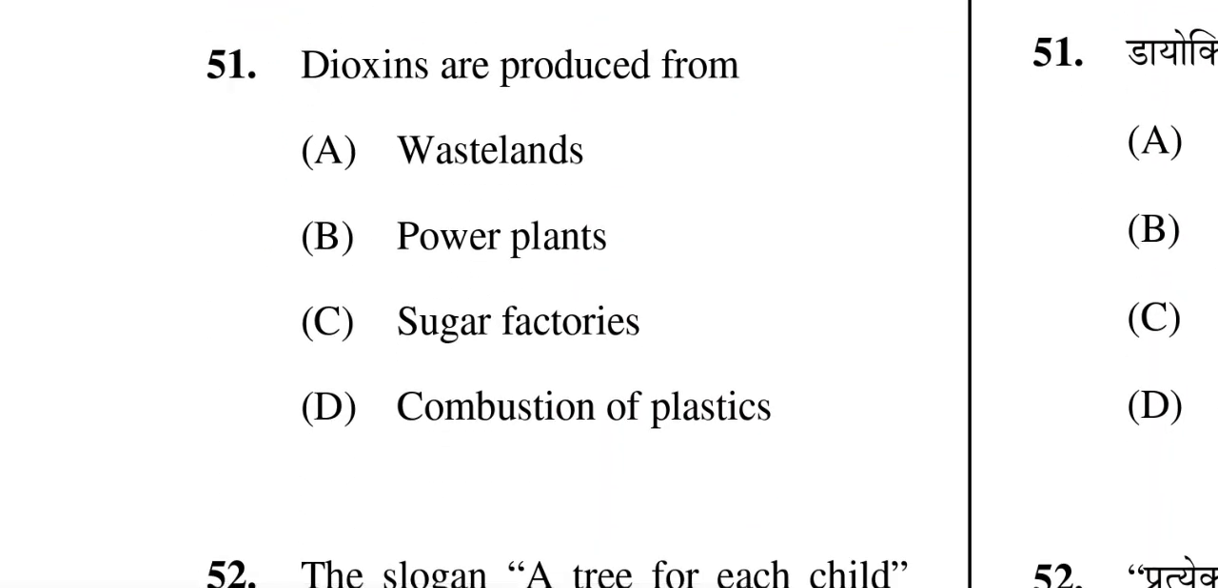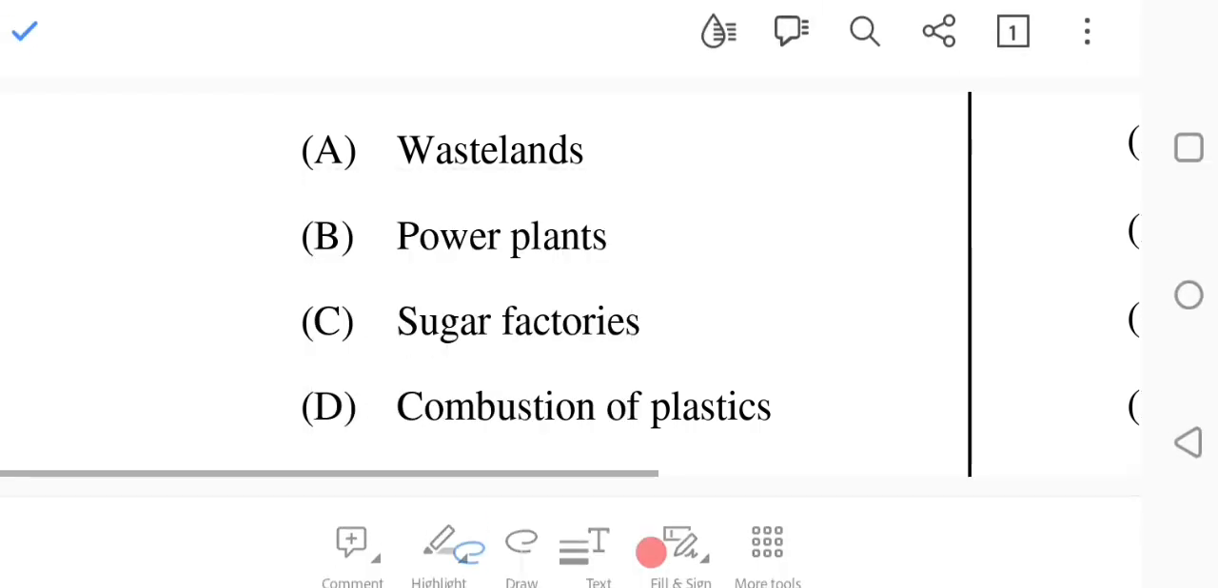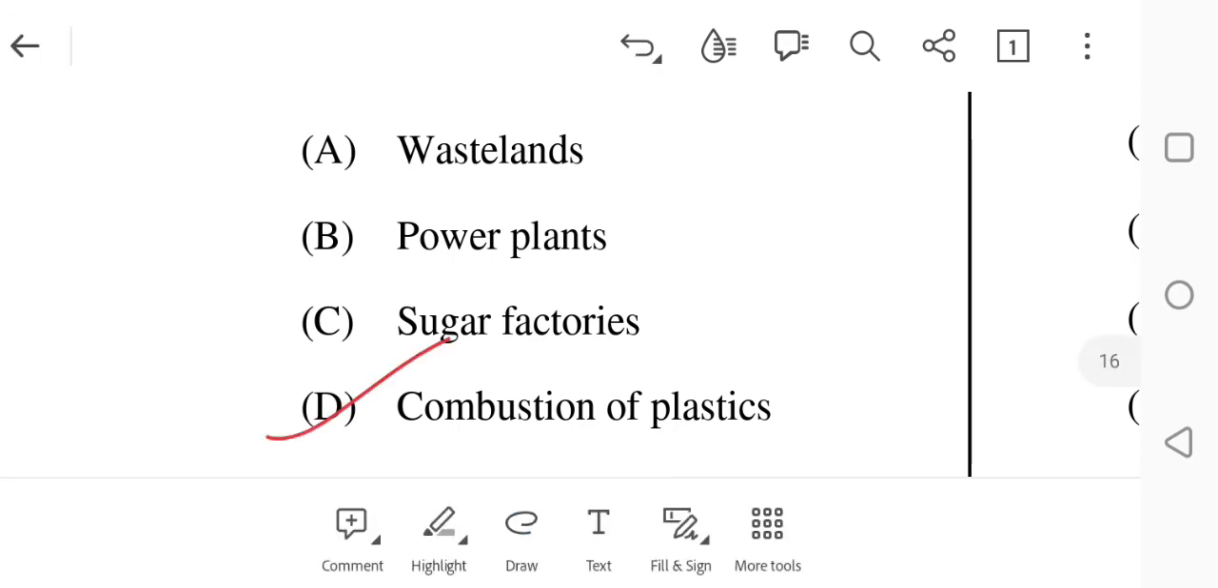51. Dioxins, sorry for the pronunciation, dioxins are produced from what? Wastelands, power plants, sugar factories, combustion of plastics. 51. Correct answer of 51, it will be dioxins are produced from the combustion of plastic. Combustion of plastic, this is the correct answer. I have marked it correct.